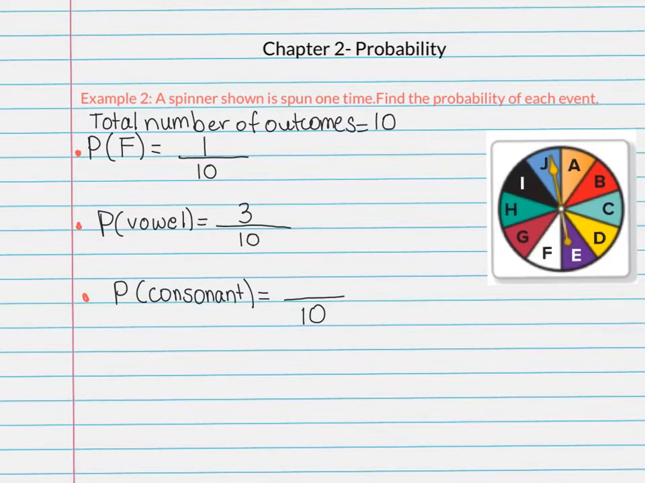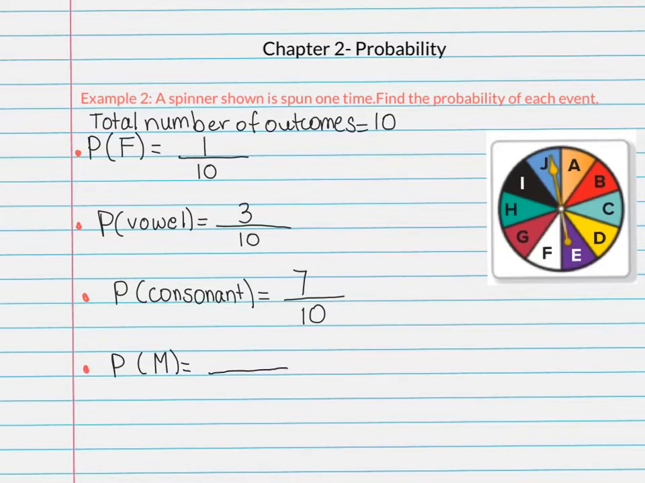Now we go back to the spinner and we count how many consonants we have. A, of course, is not a consonant. B, that's a 1. C, a 2. D, a 3. E cannot be counted. F, 4. G, 5. H, 6. And J, 7. So we have 7 consonants. Then the probability of getting a consonant is 7 over 10.